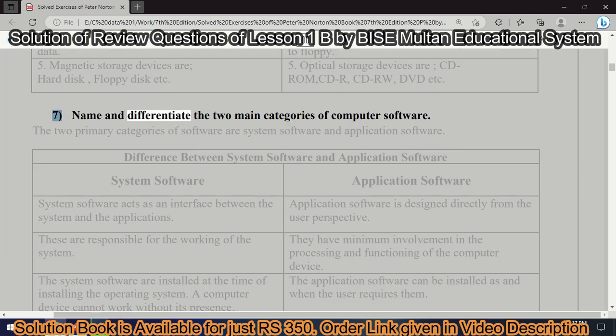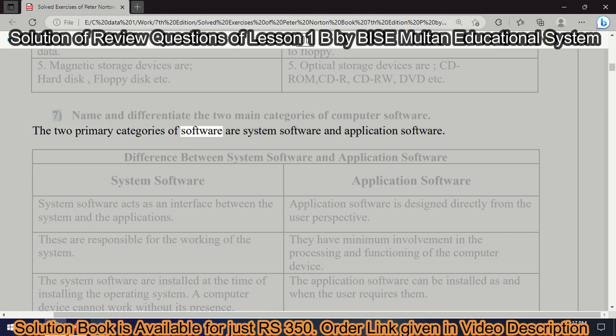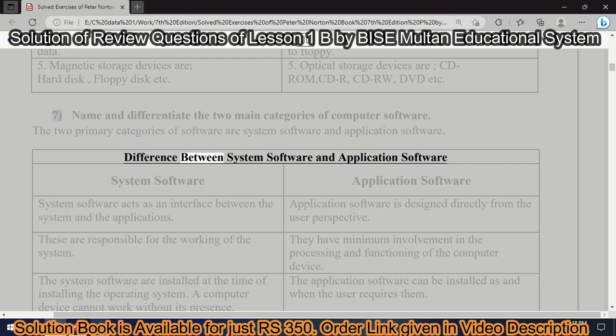7. Name and differentiate the two main categories of computer software. The two primary categories of software are system software and application software. Difference between system software and application software. System software acts as an interface between the system and the applications. Application software is designed directly from the user perspective. System software is responsible for the working of the system. Application software has minimum involvement in the processing and functioning of the computer device.